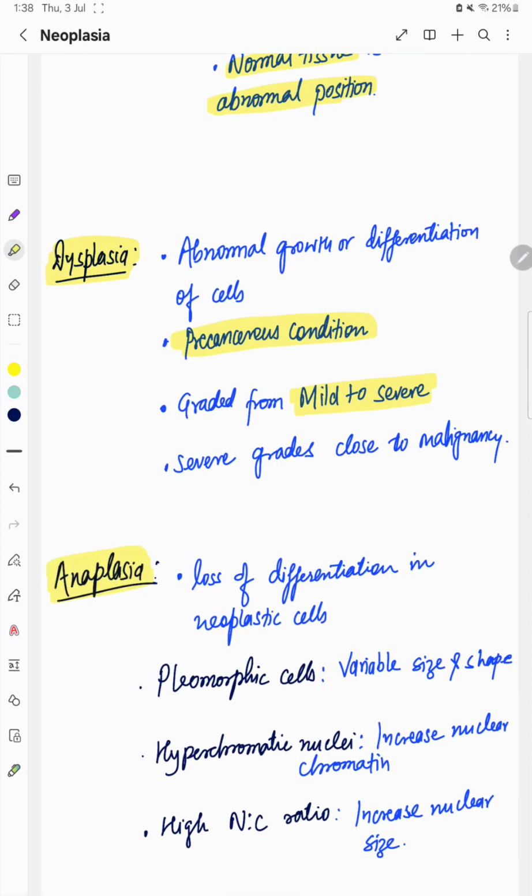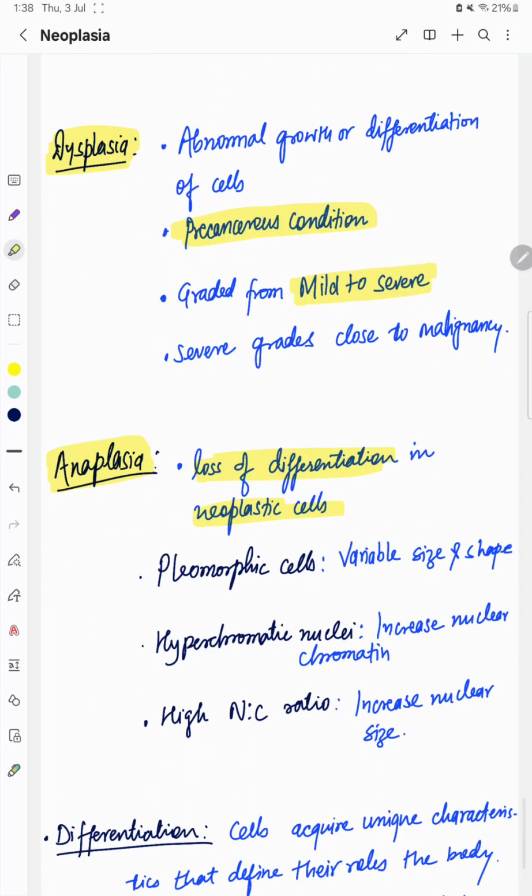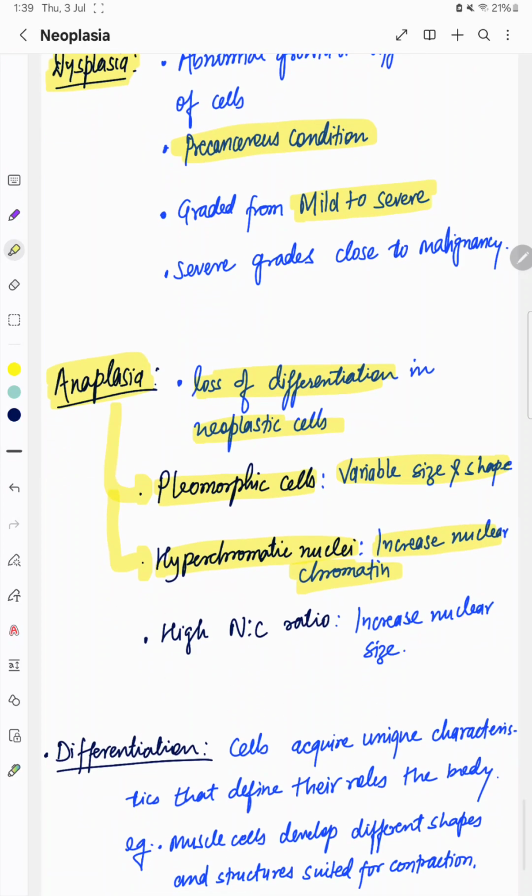Another term is Anaplasia. There is loss of differentiation in neoplastic cells. This is one of the features of a cancerous cell. The cells in anaplasia are pleomorphic, meaning the cells are of variable size and shape. They have hyperchromatic nuclei with increased nuclear chromatin and a high NC ratio. The size of the nucleus is increased.